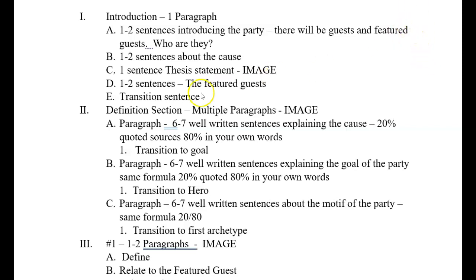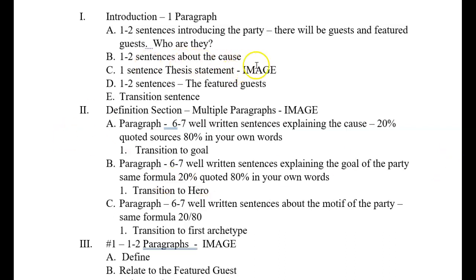First things first, you need to introduce the party in 1 or 2 sentences. Where are we? What kind of a party are we going to be having? We're here today to celebrate what? But instead of "we," you would write, in first person, "My guests have joined with me today to explore this, that, or the other." Then 1 to 2 sentences about the cause that the party is going to discuss.